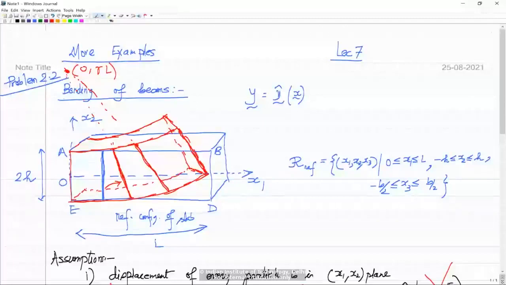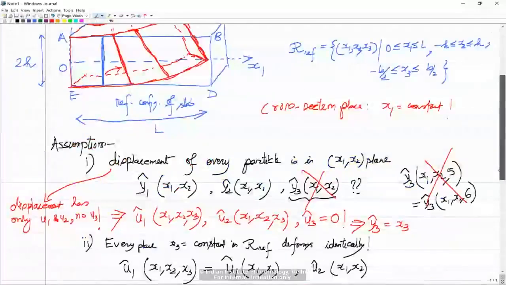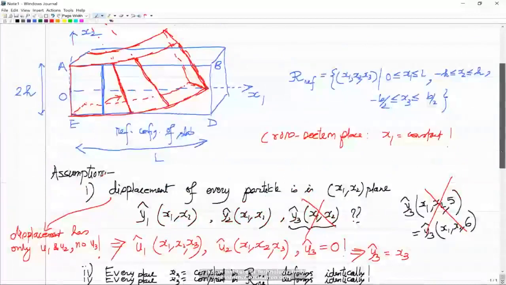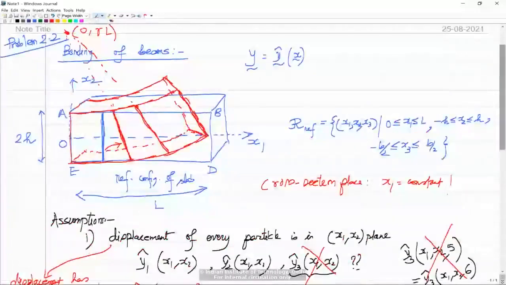And then think of a cross section of the beam. The cross section is, for example, defined by the cross section plane x1 equal to constant. That's the cross section plane. So what's going to happen to that? The second assumption says every plane x3 equal to constant deforms identically. And then the third one says each of the lines x1 equal to constant bends into a straight line.